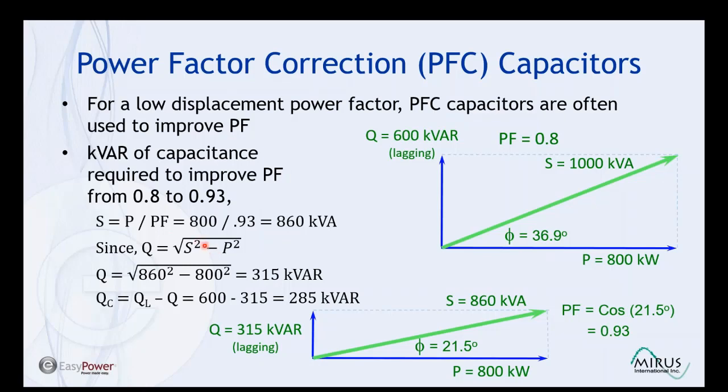We substitute the apparent power and real power into this equation, we can determine what the value of reactance we need to get down to. So at 860 squared minus 800 squared, we're at 315 kVAR. Therefore, the amount of capacitance that we need to add is our existing 600 value minus the 315, which is our targeted level, which is 285 kVAR. So if we add 280 kVAR of capacitance to the system, it will result in a power factor of 0.93.